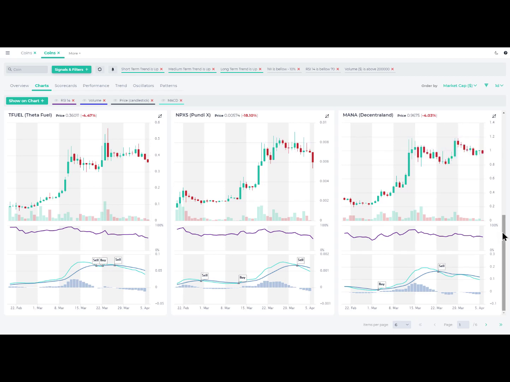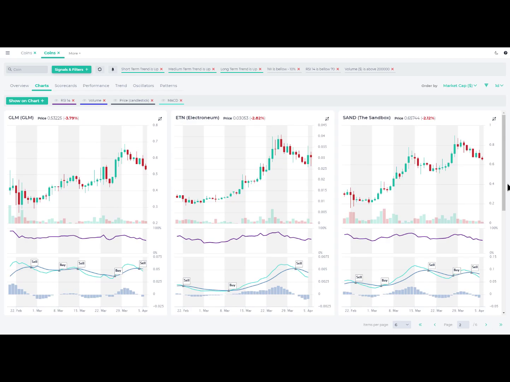Decentraland was a big gainer this year, as you can see. That's also experienced a 10% decline. And moving to the next page, I'm looking now for something that has a shift maybe in the momentum.